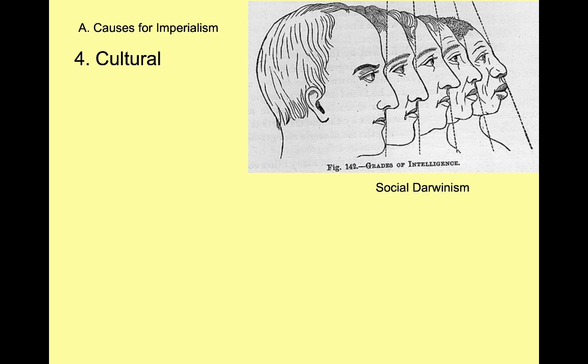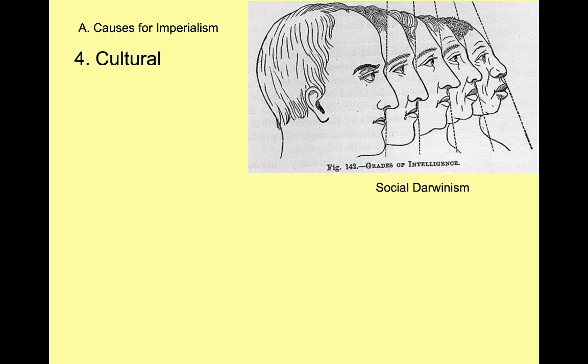Let's finish up causes, and let's talk about cultural reasons for imperialism. And so we have this concept of social Darwinism. In the mid-19th century, Charles Darwin, the naturalist, comes up with his theory of evolution, right? Darwinism, the survival of the fittest. And he uses that to explain how animals evolve and how one species succeeds while another one dies out.